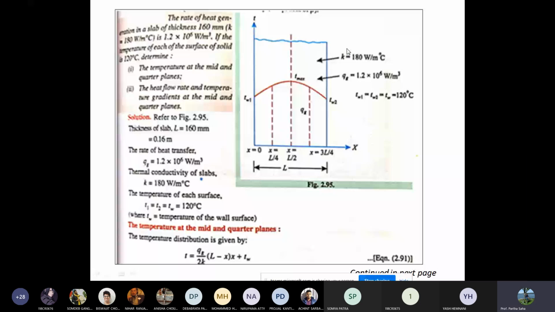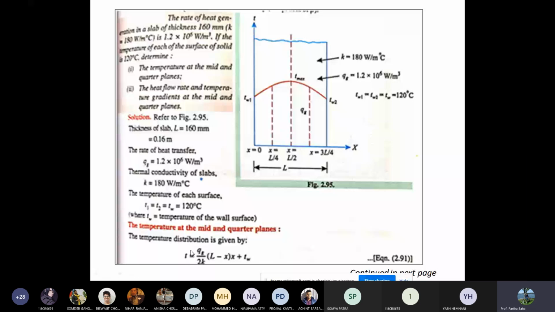You have referred to this figure. So this is x equal to 3L by 4, this is x equal to L by 2, this is x equal to L by 4, this is x equal to 0. Total is L. The thickness of the slab L is equal to 160 millimeter, given, 0.16 meter. Rate of heat generation Qg is given, 1.2 times 10⁶ watt per meter cube. Thermal conductivity given, temperature of each surface given. The temperature distribution is given by this formula. I think you have already seen equation 2.91: T equal to Qg by 2k times (L minus x) times x plus Tw, right?